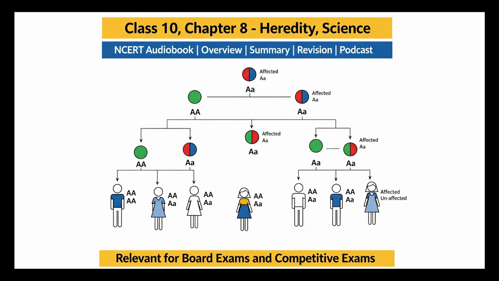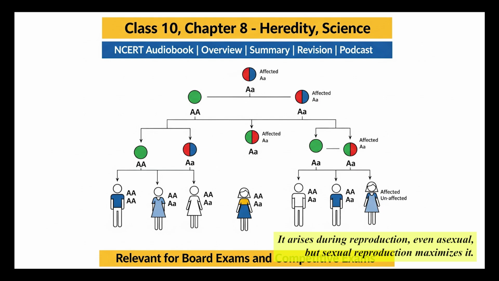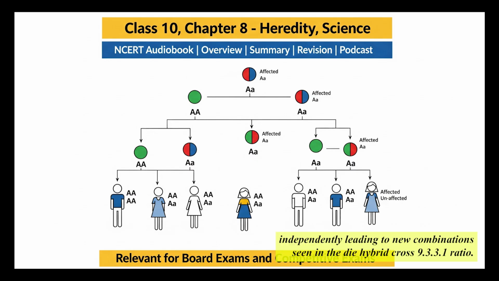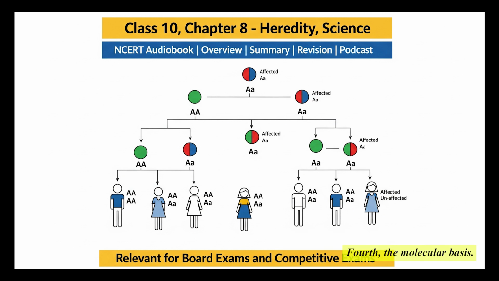First, variation. It arises during reproduction, even asexual, but sexual reproduction maximizes it. These variations are crucial for survival and evolution. Second, Mendel's laws. Traits are controlled by genes, alleles, inherited in pairs. Dominant alleles mask recessive ones. The 3:1 phenotypic ratio in monohybrid F2 reveals this. Third, independent assortment. Alleles for different traits on different chromosomes are inherited independently, leading to new combinations, seen in the dihybrid cross 9:3:3:1 ratio.